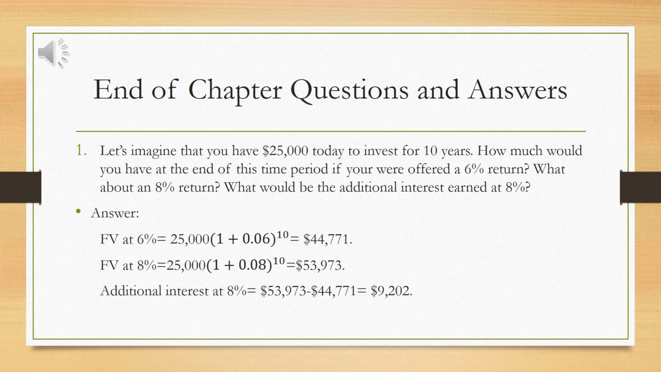Let's imagine that you have $25,000 today to invest for 10 years. How much would you have at the end of this time period if you were offered a 6% return? What about an 8% return? What would be the additional interest earned at 8%?